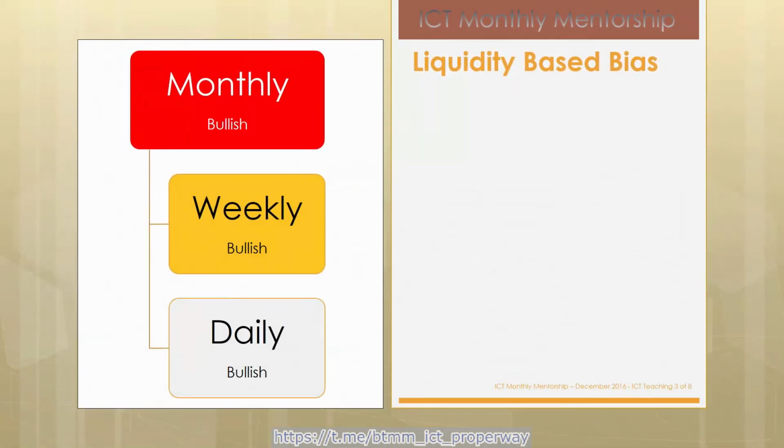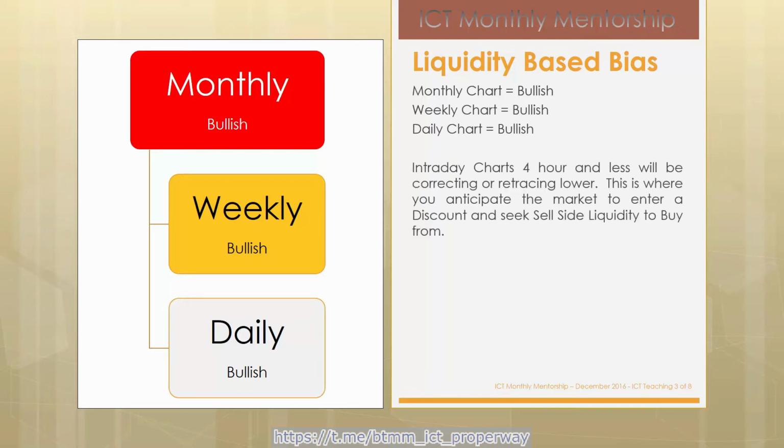Okay, liquidity-based bias for a bullish monthly chart, bullish weekly chart, and a bullish daily chart. Intraday charts, 4 hours or less, will be correcting and retracing lower. This is where you anticipate the market to enter into a discount and seek sell-side liquidity to buy from.